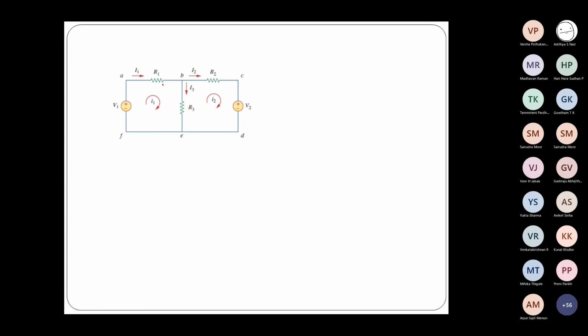Okay, so now this current. Since I go for this clockwise direction, now the current flowing through this R3, since I assume the direction like this, the current will flow like this. So it is same as I2 opposite to that of I1 with respect to the loop. So I'll write R3 into I2 minus I1.